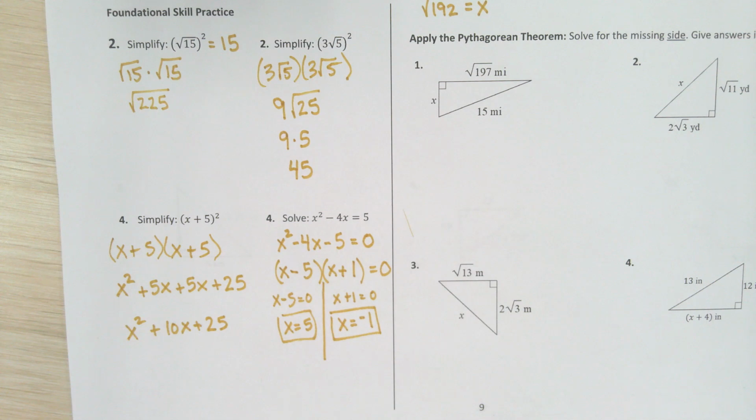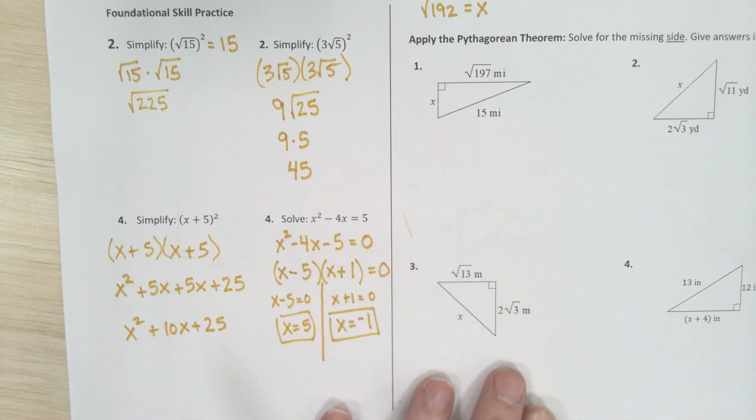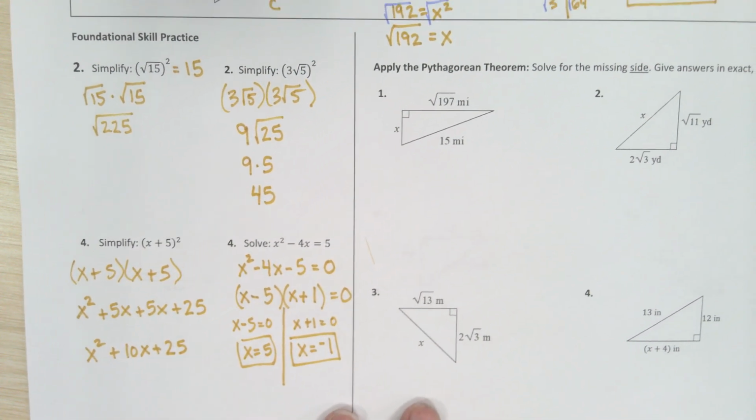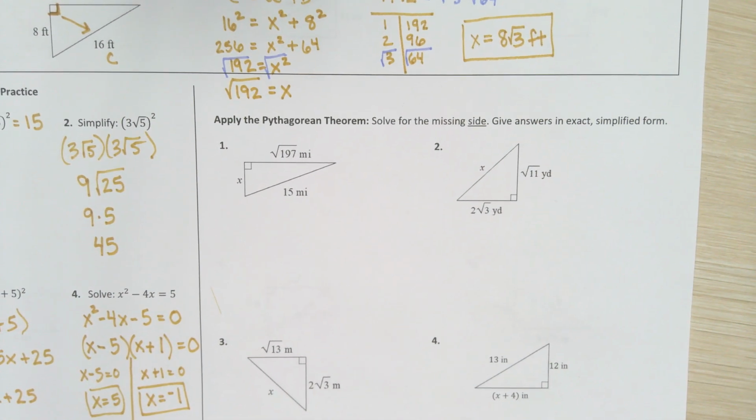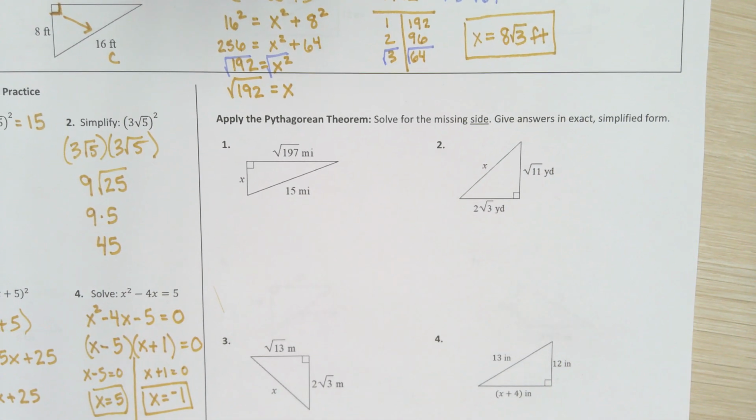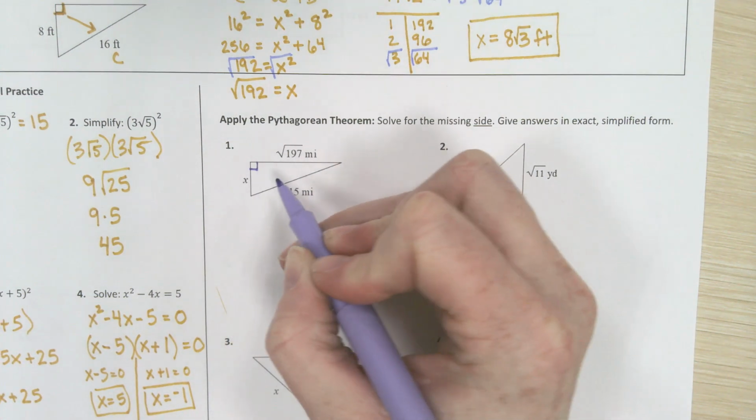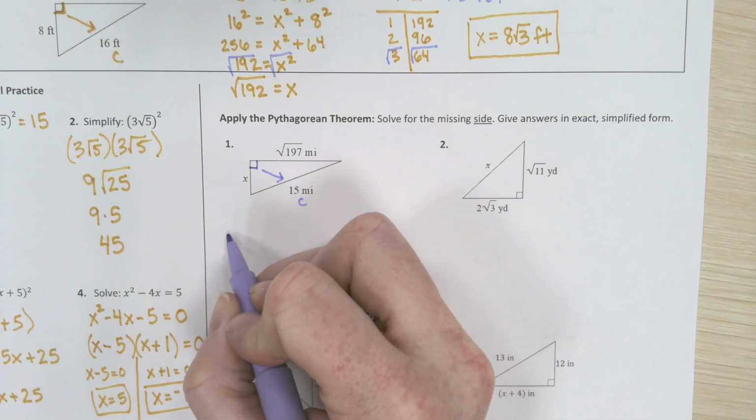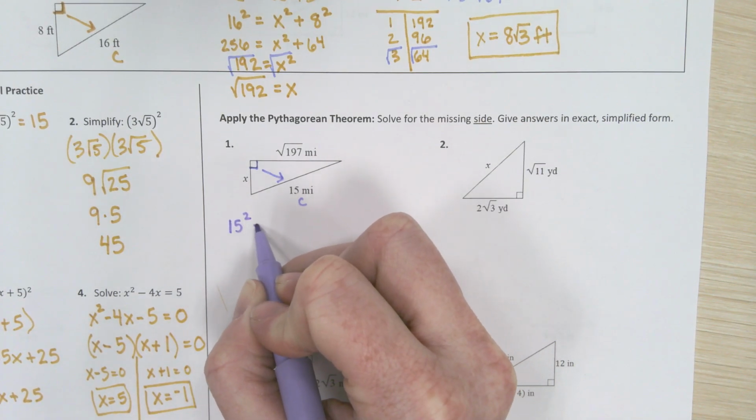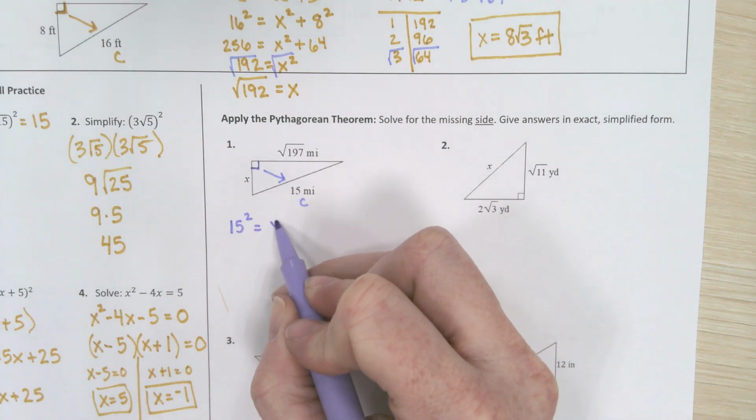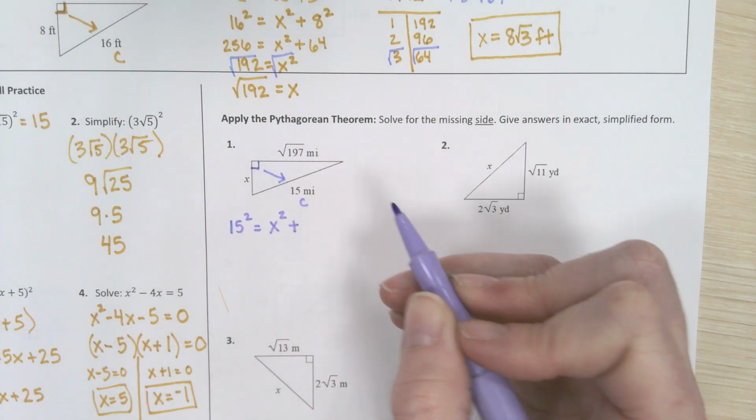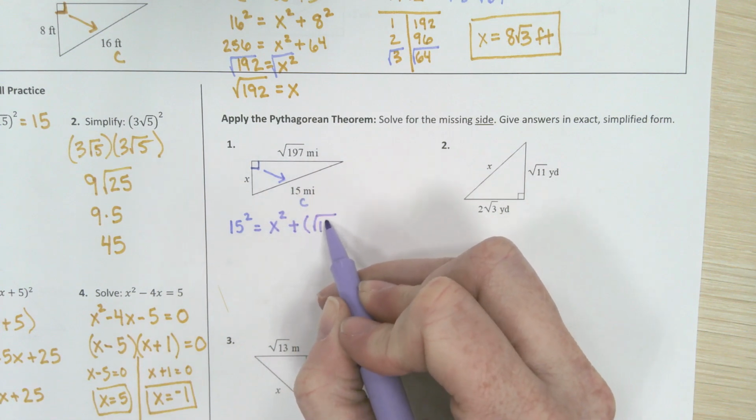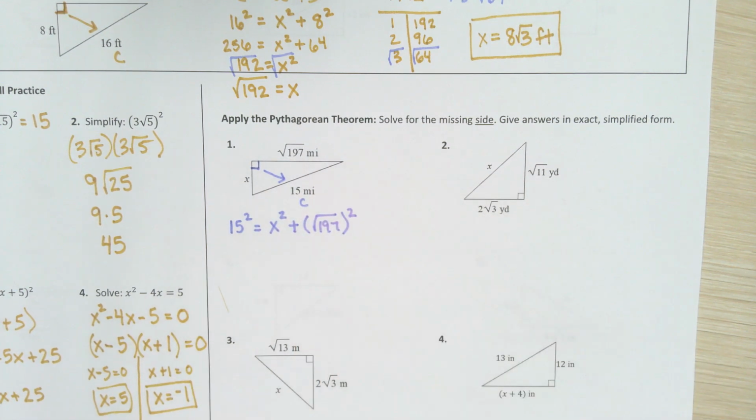Okay, now that we've seen a quick review of the algebra skills that we're going to need to know today, as well as some numerical arithmetic skills, we're going to jump in and take care of Pythagorean Theorem. I've got my right angle, so across from that right angle is going to be my C. That means this equation is going to look like 15 squared equals, I'm going to go with x squared for a squared, and then root 197 for b squared.